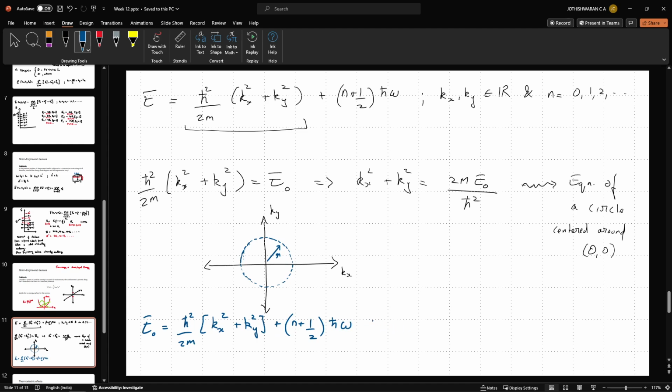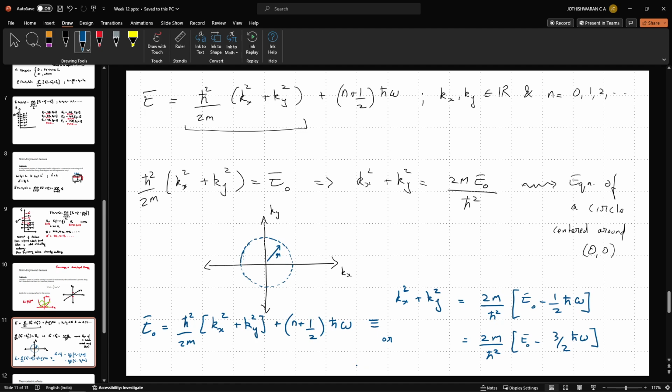Now this is equivalent to saying the following set of n relations: kx squared plus ky squared is equal to 2m by h bar squared into E naught minus half h bar omega, and similarly, 2m by h bar squared into E naught minus 3 half h bar omega, essentially n equal to 1, and so on until this comes closest to 0, as long as this is greater than 0.